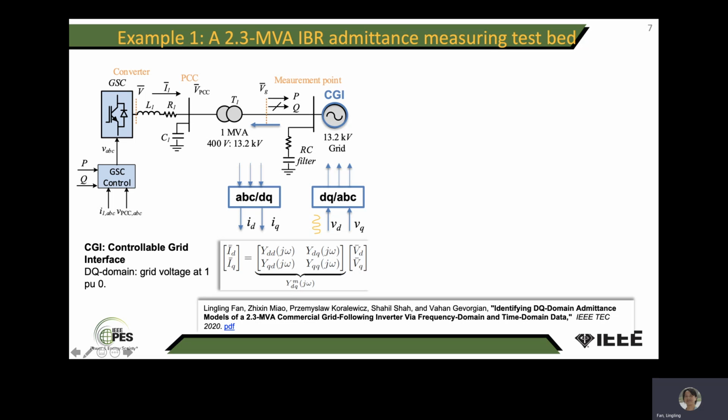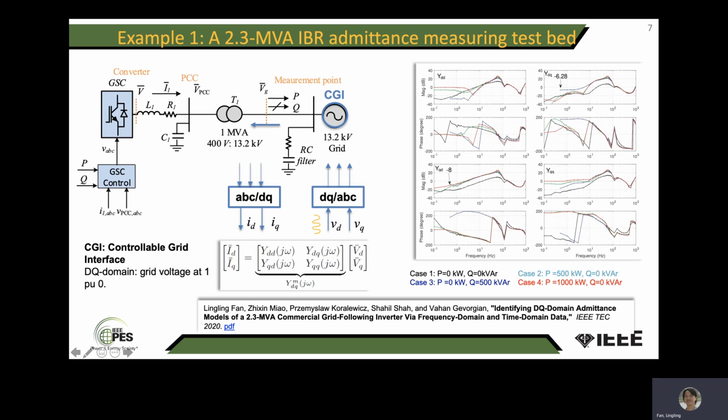One thing to mention is that for the converter, we don't know anything except that it is grid following, so that you can set the PQ set point. Otherwise, anything else, we really have no idea. So this is what we got from the DQ admittance measurement. For each experiment, for each case, we will measure about 40 points from 0.1 Hertz to 1000 Hertz.